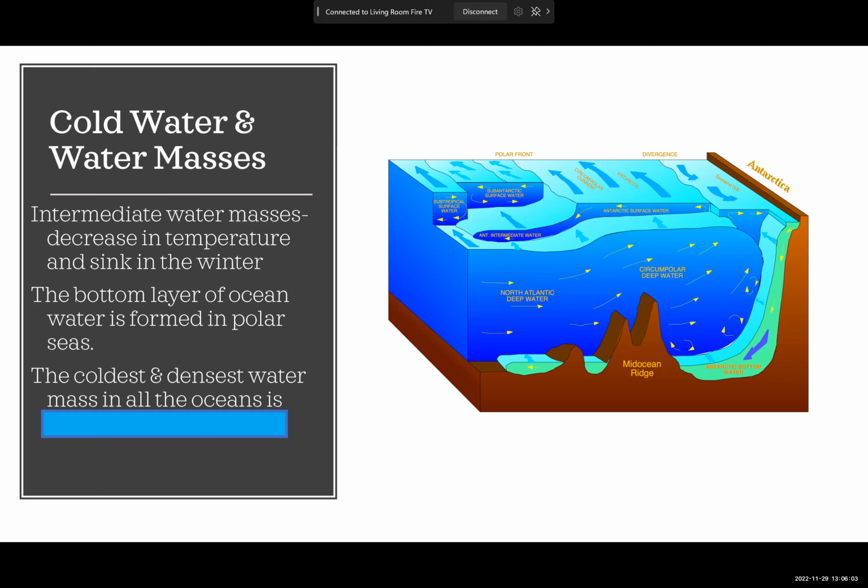So the coldest and densest water mass in all the oceans is what? What do we call it? Yusuf? Alex, do you know? Cold and salty. Antarctic bottom water is the one. Funny word for it, but that's absolutely it.